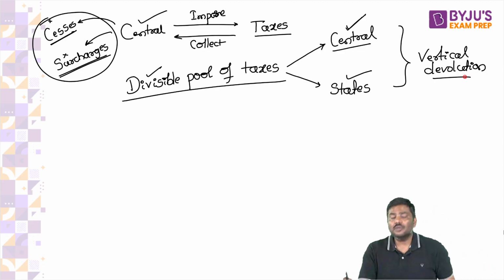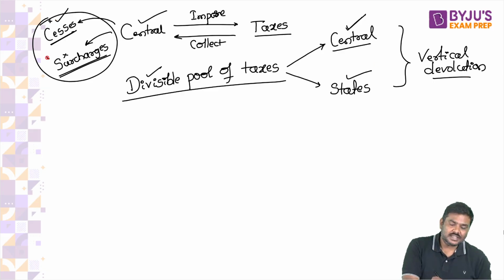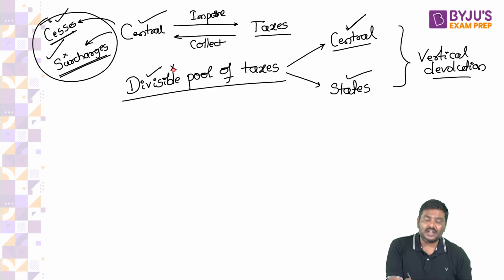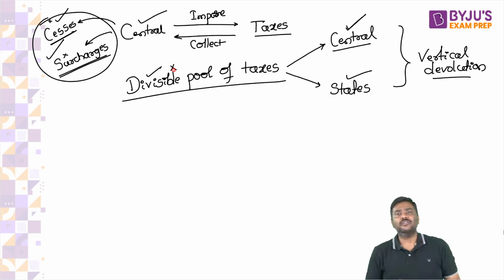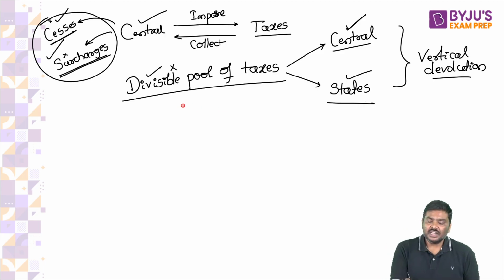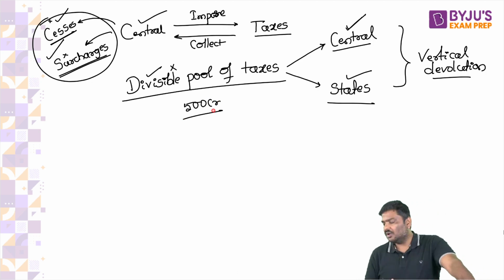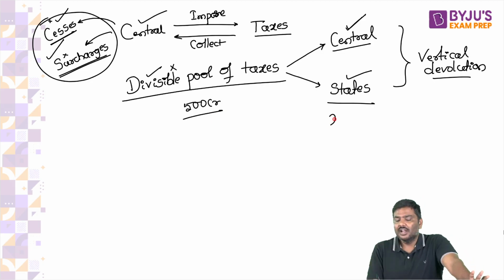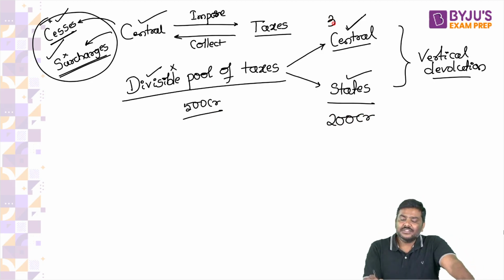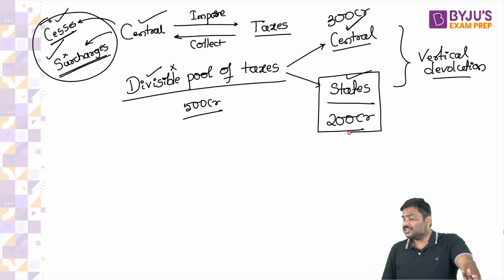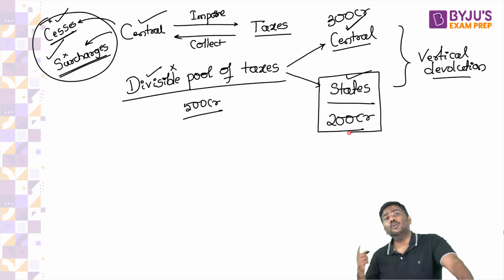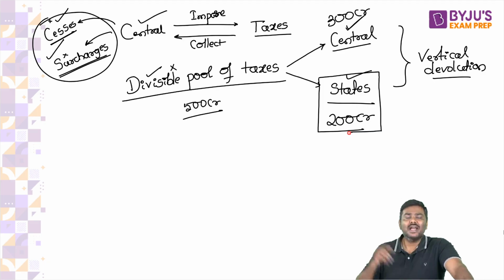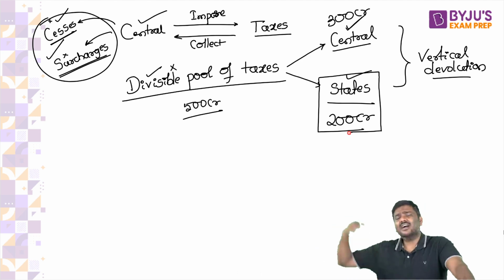This will be called vertical devolution. Point number 4, the cesses and surcharges collected by the central government will not be considered part of the divisible pool of taxes. Point number 5, imagine, I'll take a simple number here. Imagine the divisible pool of taxes is 500 crore rupees. As per the Finance Commission recommendation, let's say hypothetically, 200 crore rupees will go to the states and 300 crore rupees will be given to the central government. Now the question is, how will this 200 crore rupees be distributed? Out of 200 crore, how much will go to UP, Bihar, let's say Sikkim, Nagaland, Punjab, Haryana, Karnataka, Tamil Nadu? How much will go to each state?